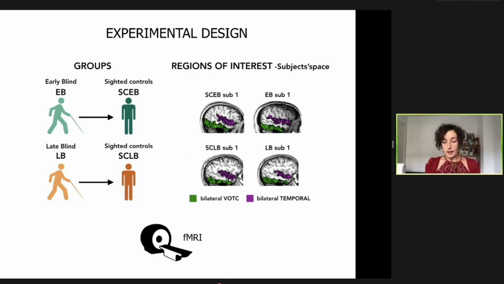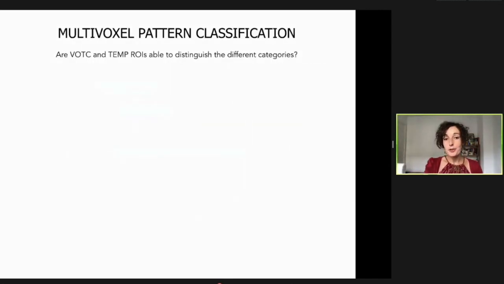Okay, then what are our results? First of all, we used multivoxel pattern classification to look if VOTC and the temporal region were able to distinguish the different categories in our different groups. So I will start with the results from early blind and their sighted controls.